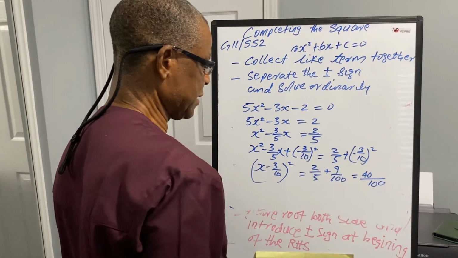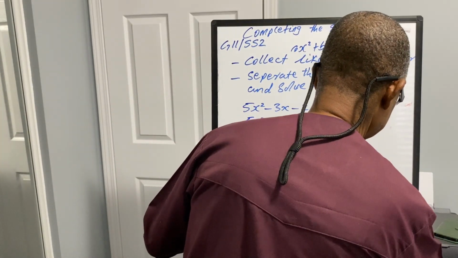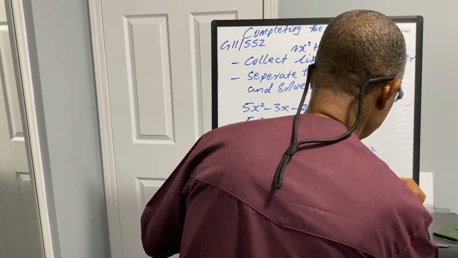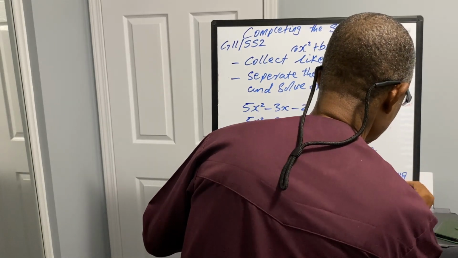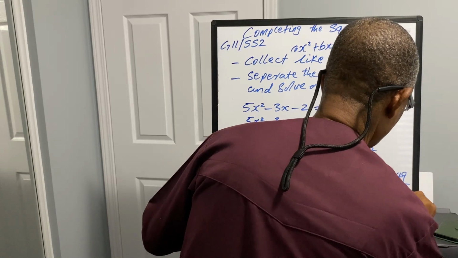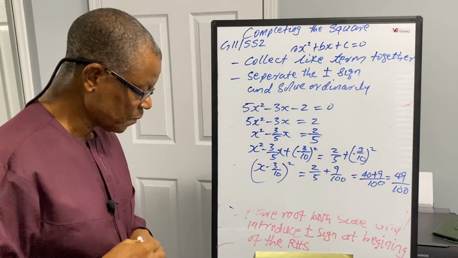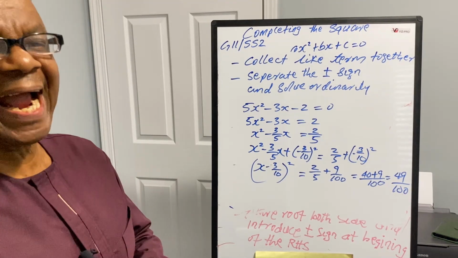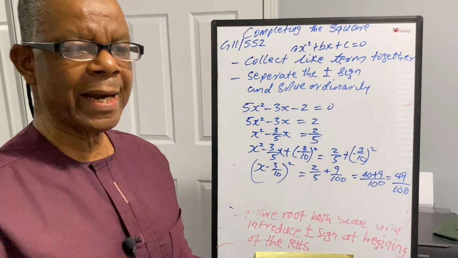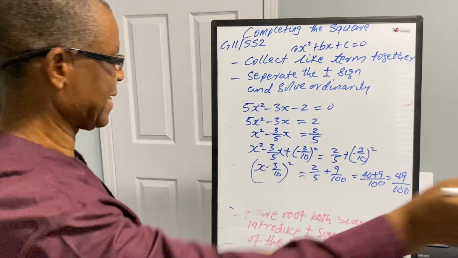100 divided by 100 is 1. 1 times 9 is 9. So we now have 49 over 100. We have solved the right hand side ordinarily. Then we square root both sides and introduce plus and minus sign at the beginning of the right hand side.